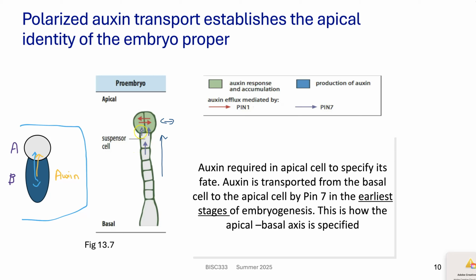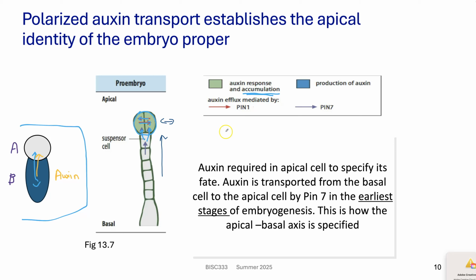Once the embryo has developed a little bit, and you've got this proembryo, which is the little embryo proper, and this is the supporting tissue, the basal cell and the suspensor, the auxin is being produced, and it's being sent up into the embryo proper, the proembryo. And not only is it being transported into these cells up top, but the cells up here are actually transporting it back and forth to each other here. And the idea is that all the auxin is winding up here.